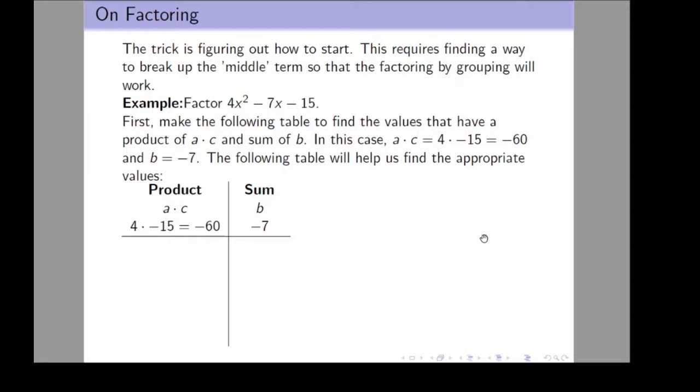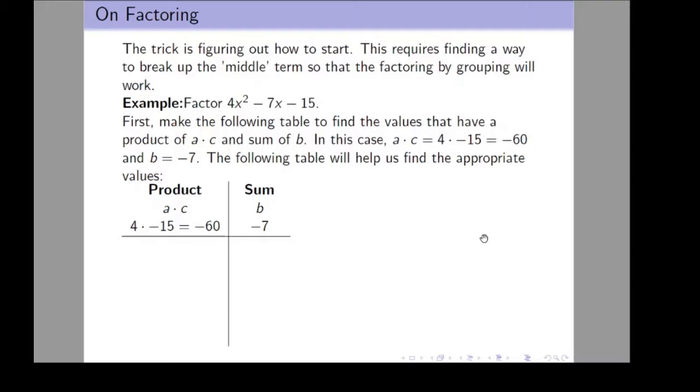So we're going to take the a and the c and multiply those. That's the 4 times negative 15, and that'll give us negative 60. That's what we need to find two numbers to multiply together to be, and they need to add up to be the b term, the negative 7. So I'm looking for two numbers that multiply together to be negative 60 and add up to be negative 7.